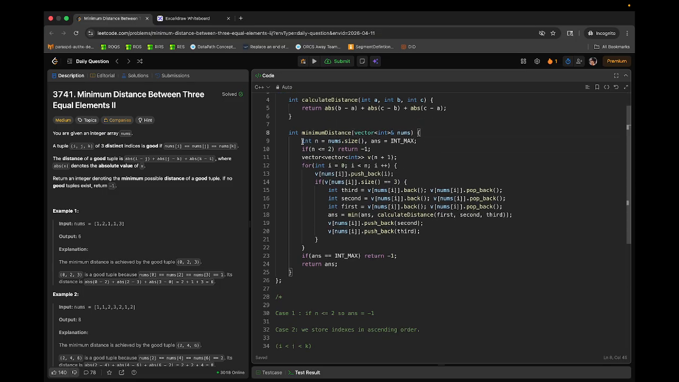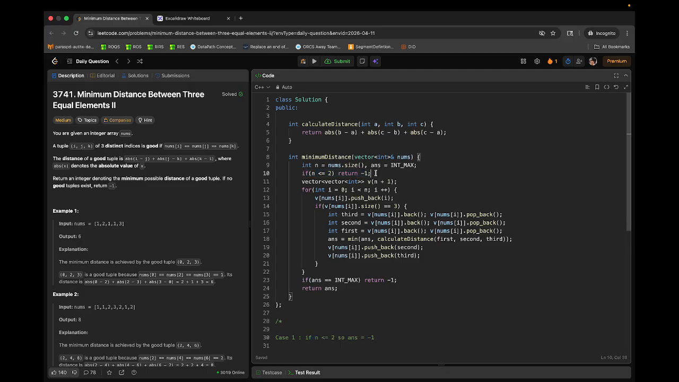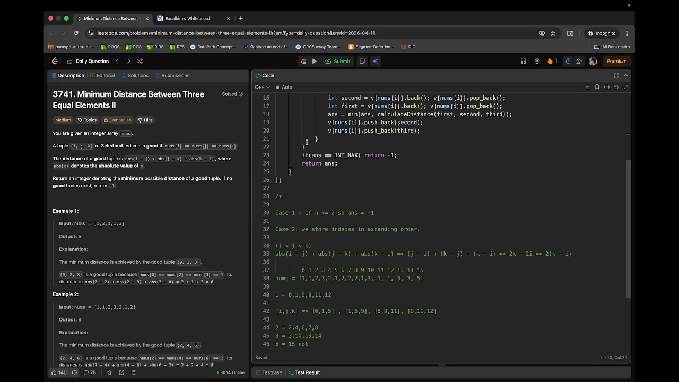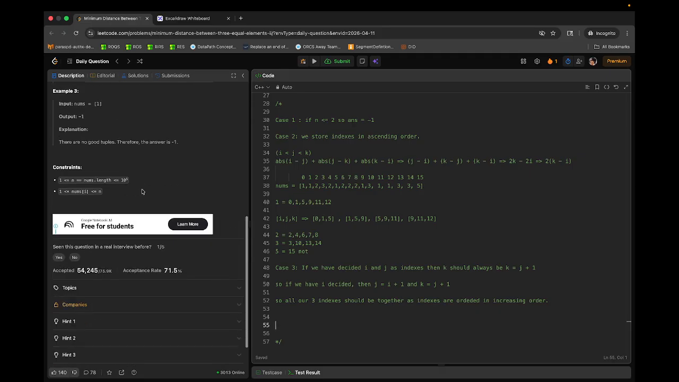So what we have done is that we have taken the sum as nums, and since we need to find the minimum possible distance, I have taken the maximum answer as int max. We saw for the first case that if the number of elements is less than or equal to 2, we simply return minus 1. Then in this approach we will maintain a vector, since we know that each element of nums of I will be less than or equal to the array size.